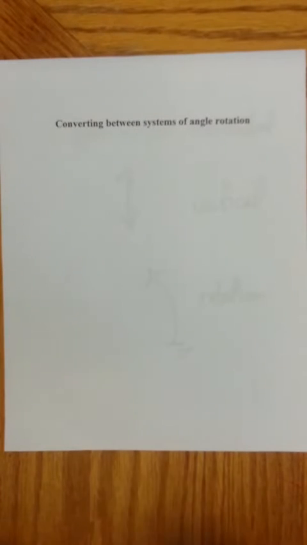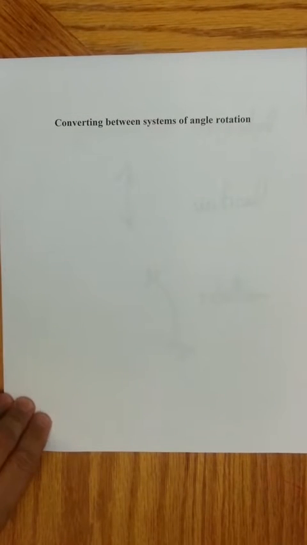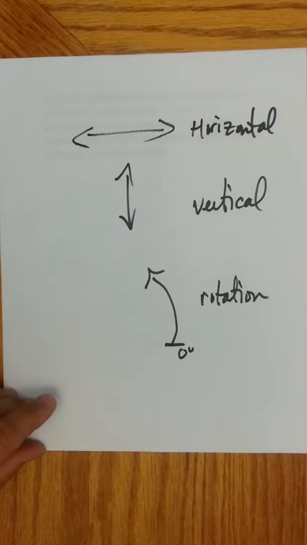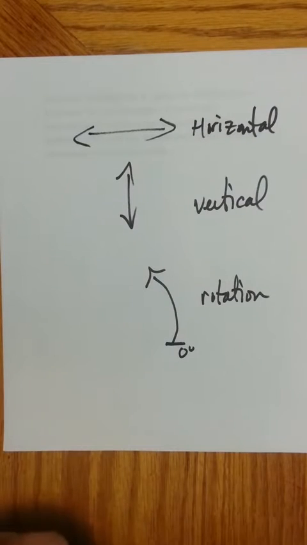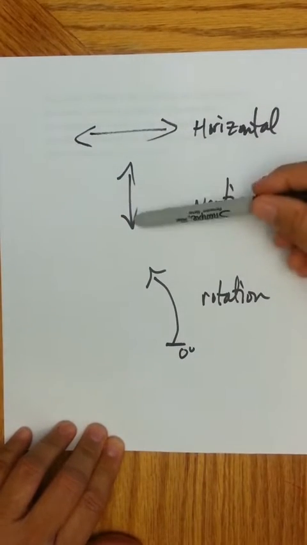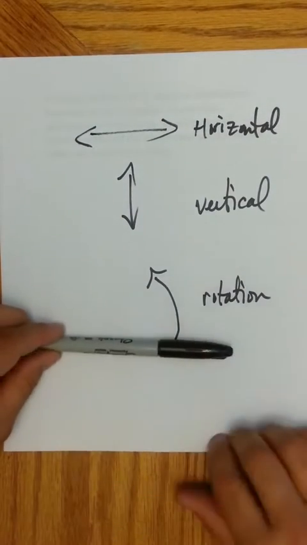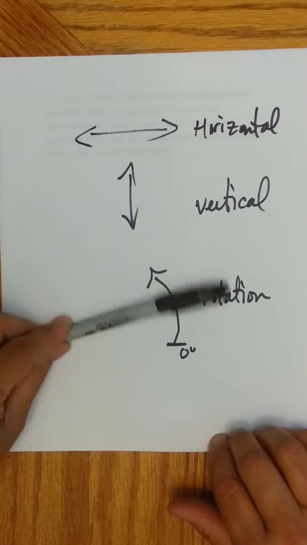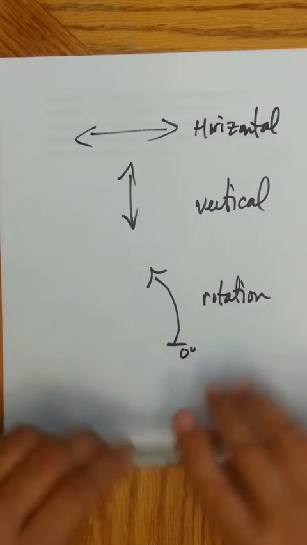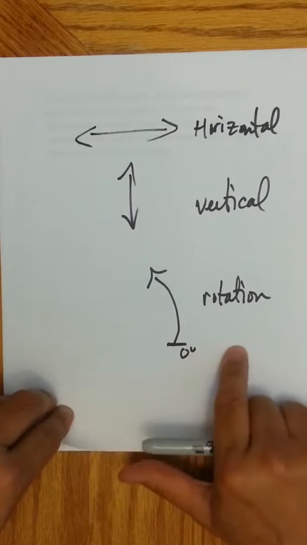Hello. This video is going to address converting between systems of angle rotation. One thing I want to make clear is that in this trigonometry class we're going to look at several forms of movement, and I want to be clear about what the rotation is. So we can have horizontal movement, moving from left to right. We can have vertical movement, moving up and down. And then you can have rotation, where essentially you're pivoting around a point. That's rotation. And in a standardized rotation, you start at 0 degrees, which is due east.